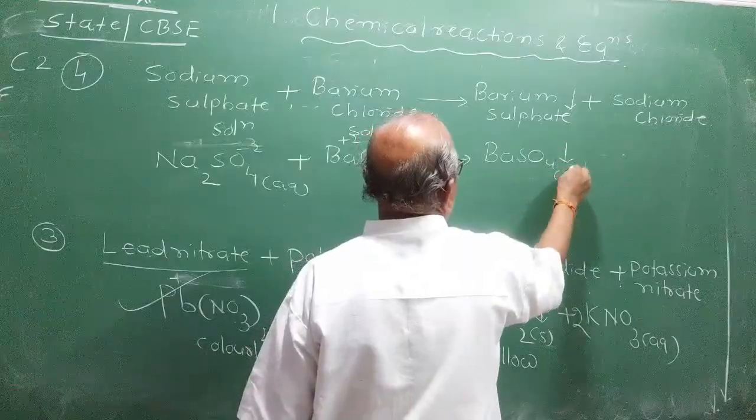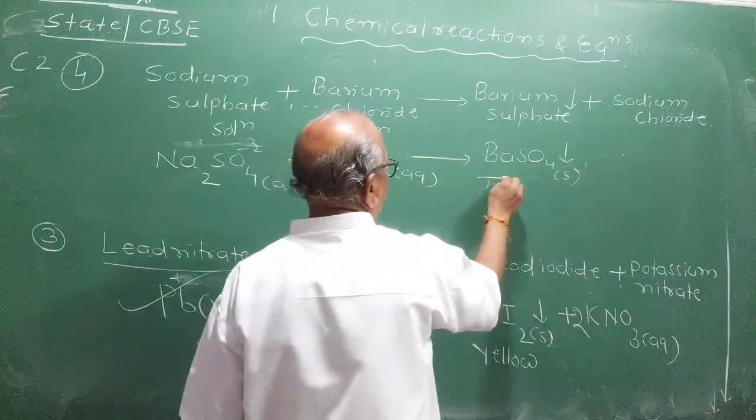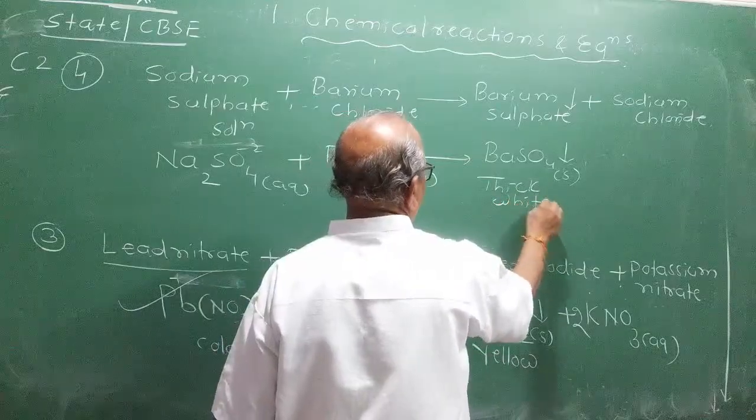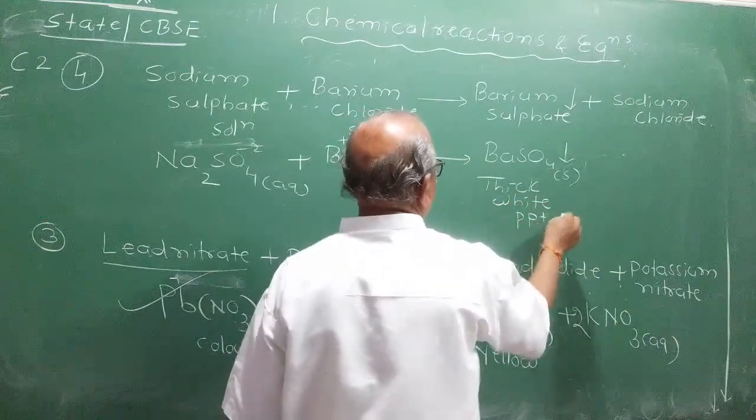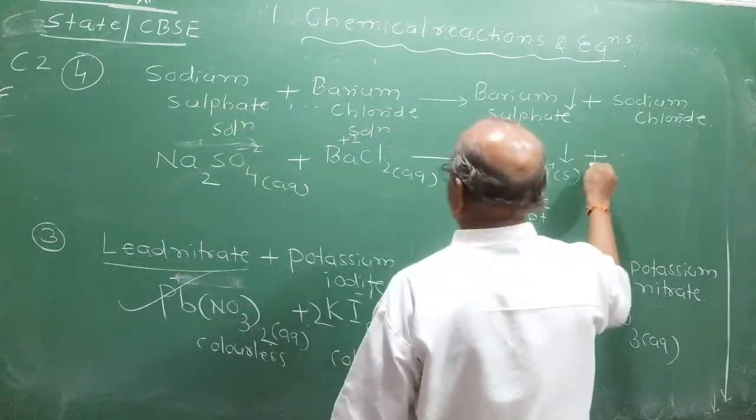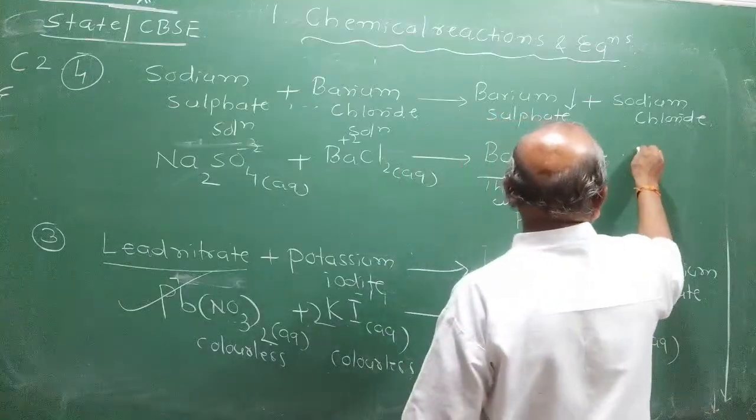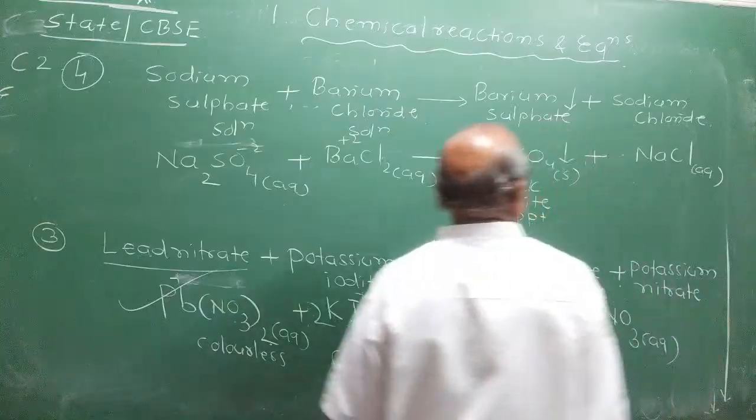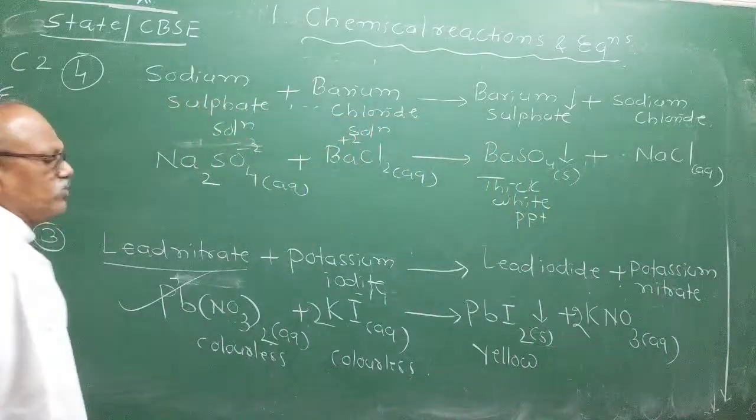Give an example of a precipitation reaction. It is a thick white precipitate. You can see it in the laboratory. If there is a laboratory in your school, you can see it. CBSE students will have the laboratory facility, not the state students. You have to just guess it. Sodium chloride will be aqueous. Now balance the equation.